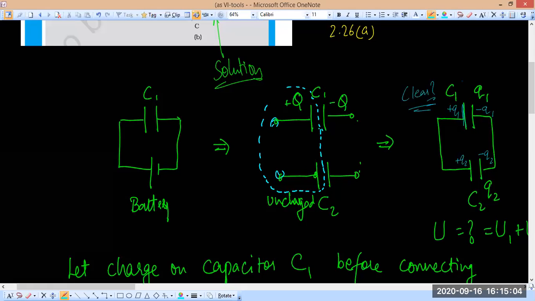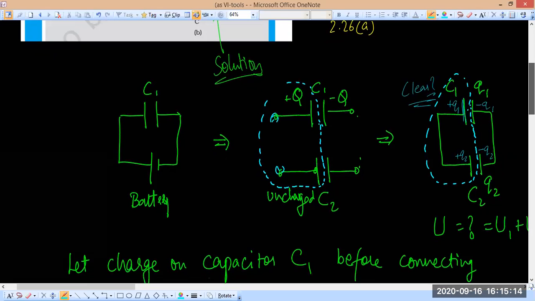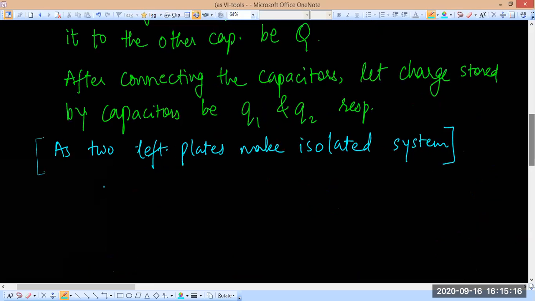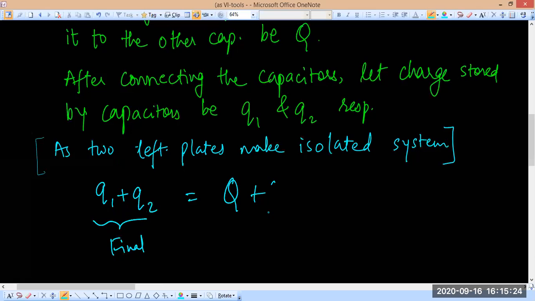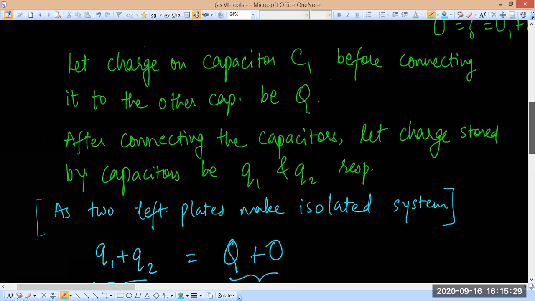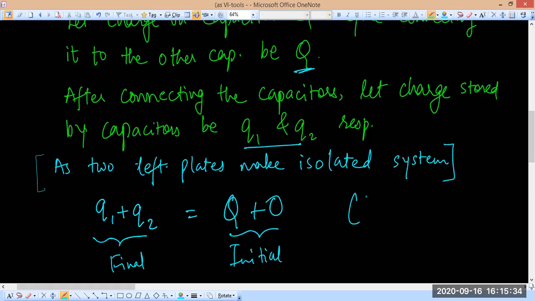So even in this situation, if you look at the total charge on the left part, you're going to see that the total charge on the left plates together is Q1 plus Q2. That is final. This final charge should be equal to the initial charge. Agreed? This is the law of conservation of charge. Is this clear? Clear or not clear? Can you please say yes or no?